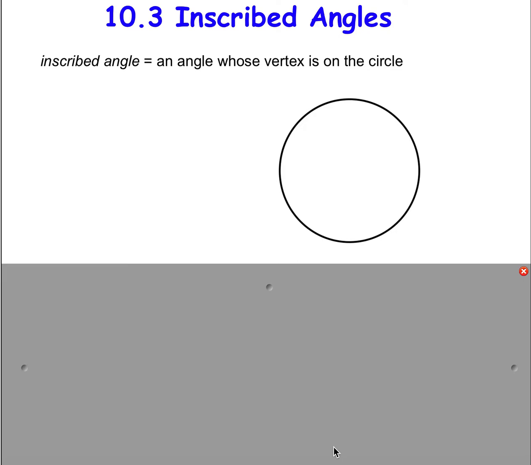All right, 10.3 is on inscribed angles. And an inscribed angle is an angle whose vertex is on the circle.